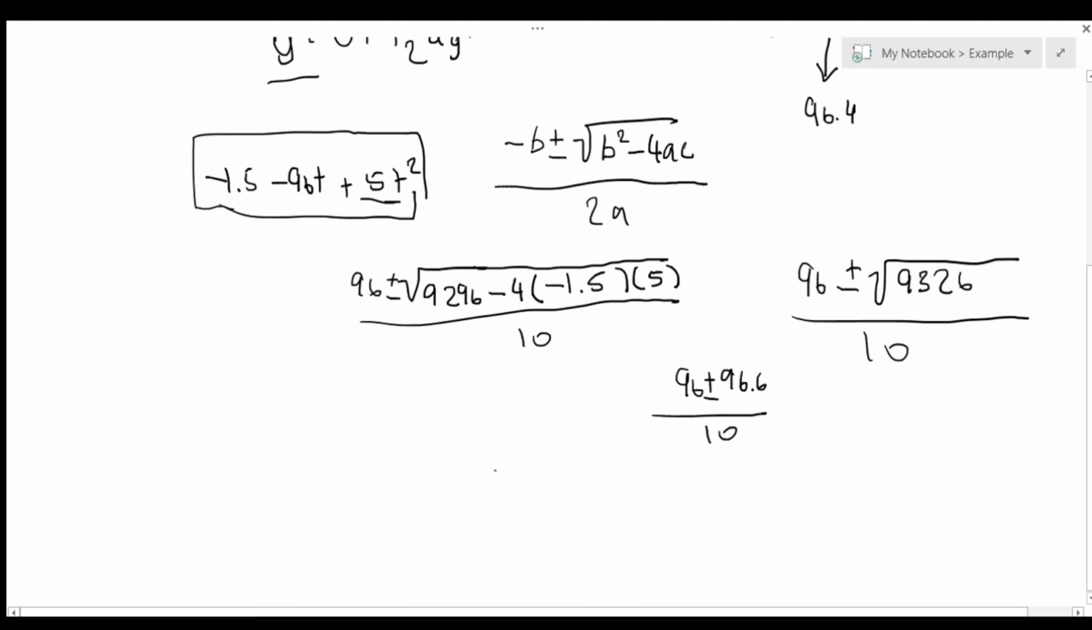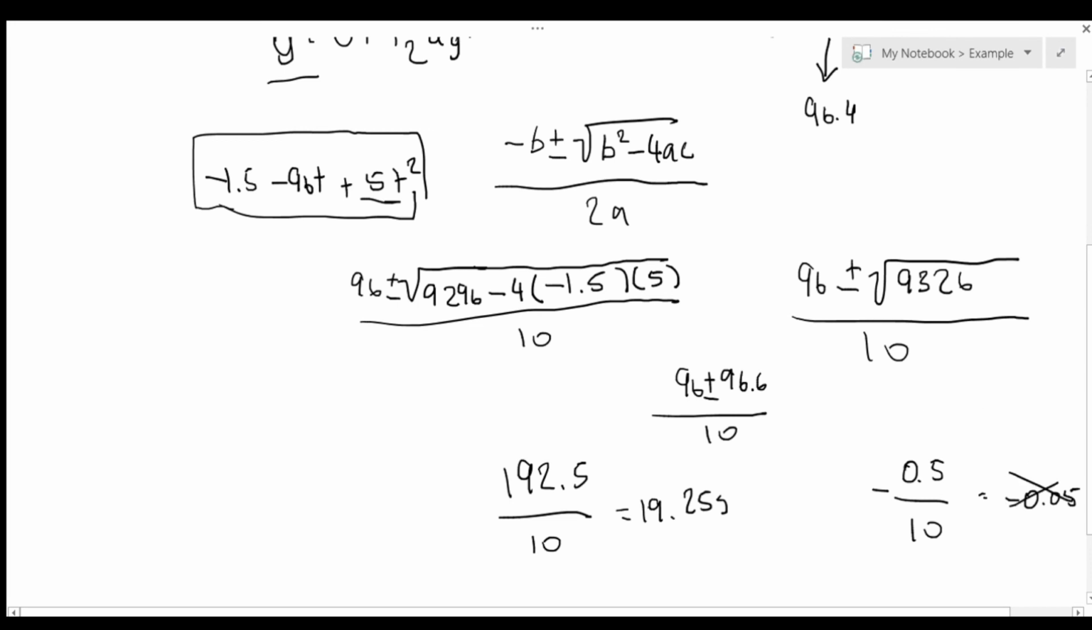We have, if we add, we will get 192.5 over 10, or if we subtract, we will get negative 0.5 over 10. Now these will both give different values, the first one being 19.25 seconds, and the second being negative 0.05. However, time cannot be negative, so we will not use this part, and we will only use this answer from our equation, which means we have the time.